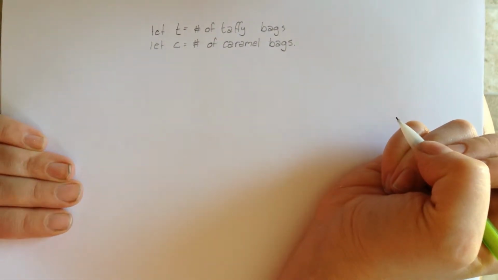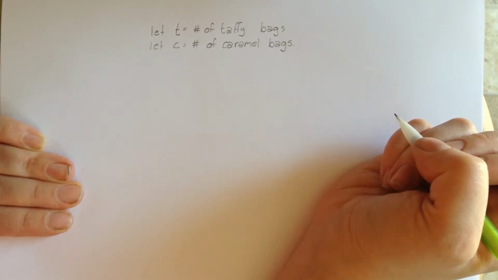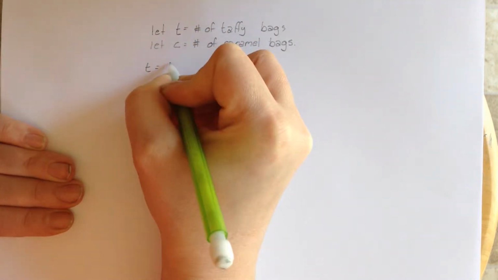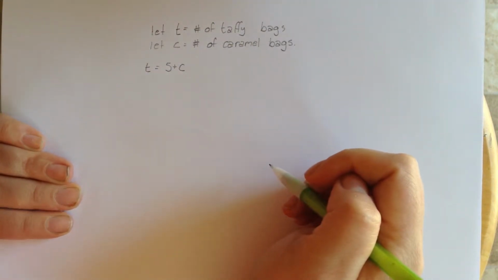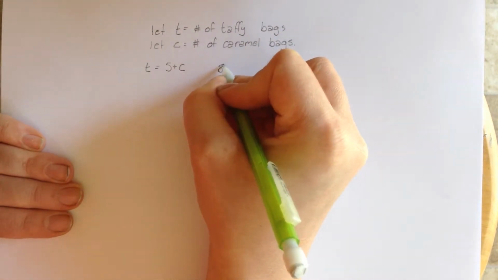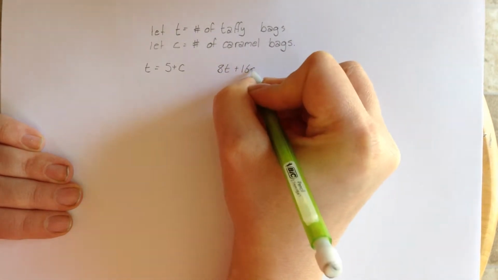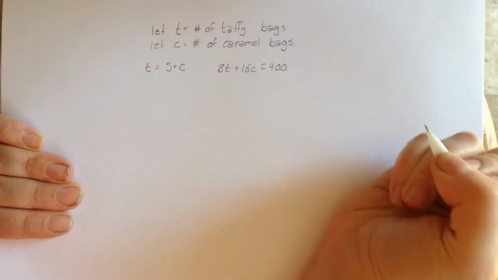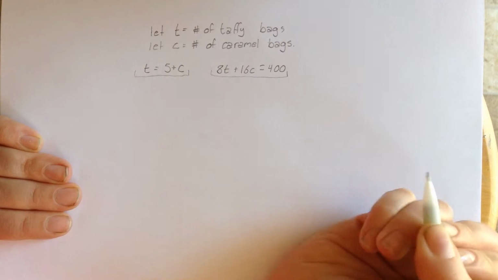And we came up with two different situations. The first thing they told us was the number of taffy bags is 5 more than the number of caramel bags. So we said the number of taffy bags equals 5 more than the number of caramel bags. T equals 5 plus C. And the other thing we knew is that taffy bags weigh 8 ounces each, and caramel bags weigh 16 ounces each, and then we end up with a total of 400 ounces. So this statement is telling us about the weight of our bags. This statement is telling us about the numbers of our bags.